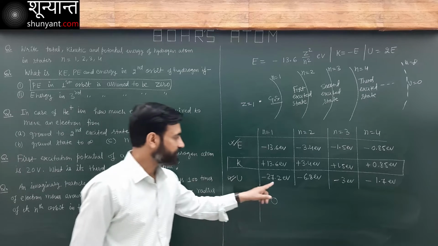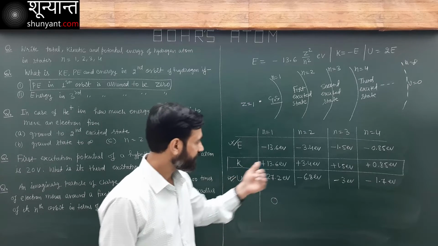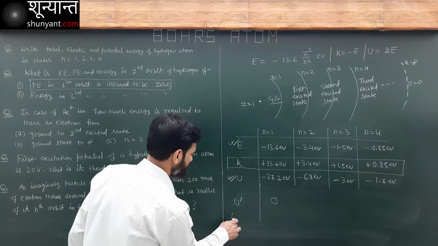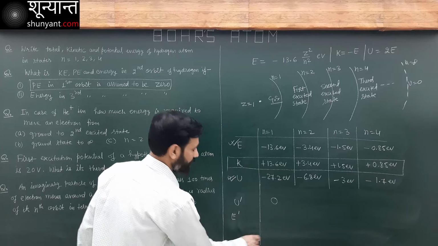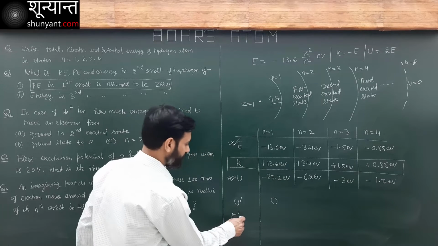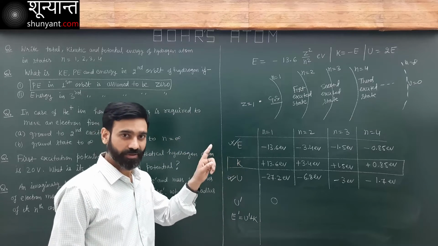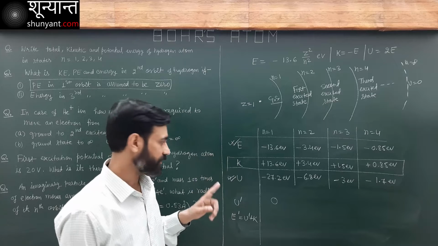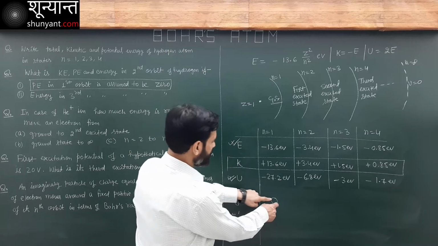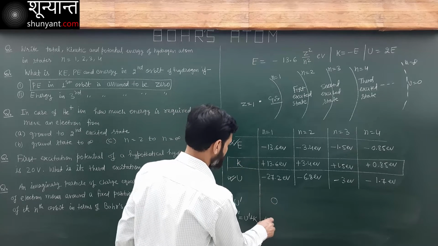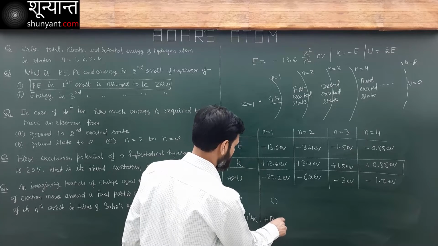U dash here is 0. Then what will be u? Okay, then what will be e dash? It is simply u dash plus k. K does not change, it remains constant. It does not depend on reference. So if I add this and this k, it becomes plus 13.6 electron volt.